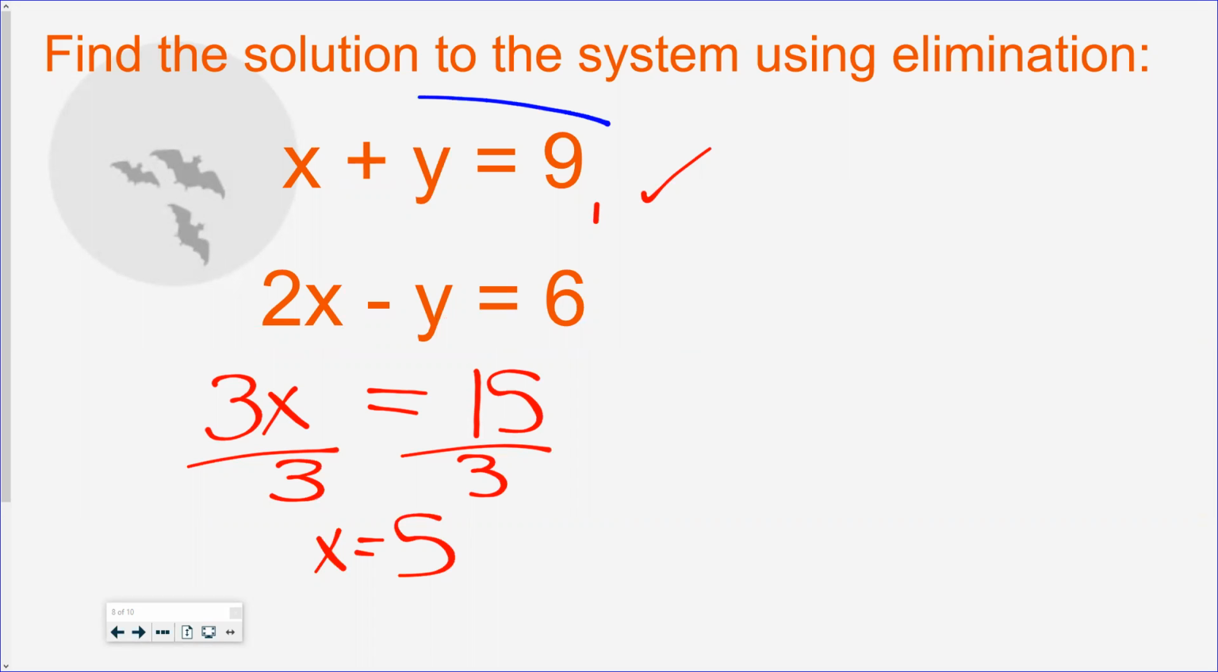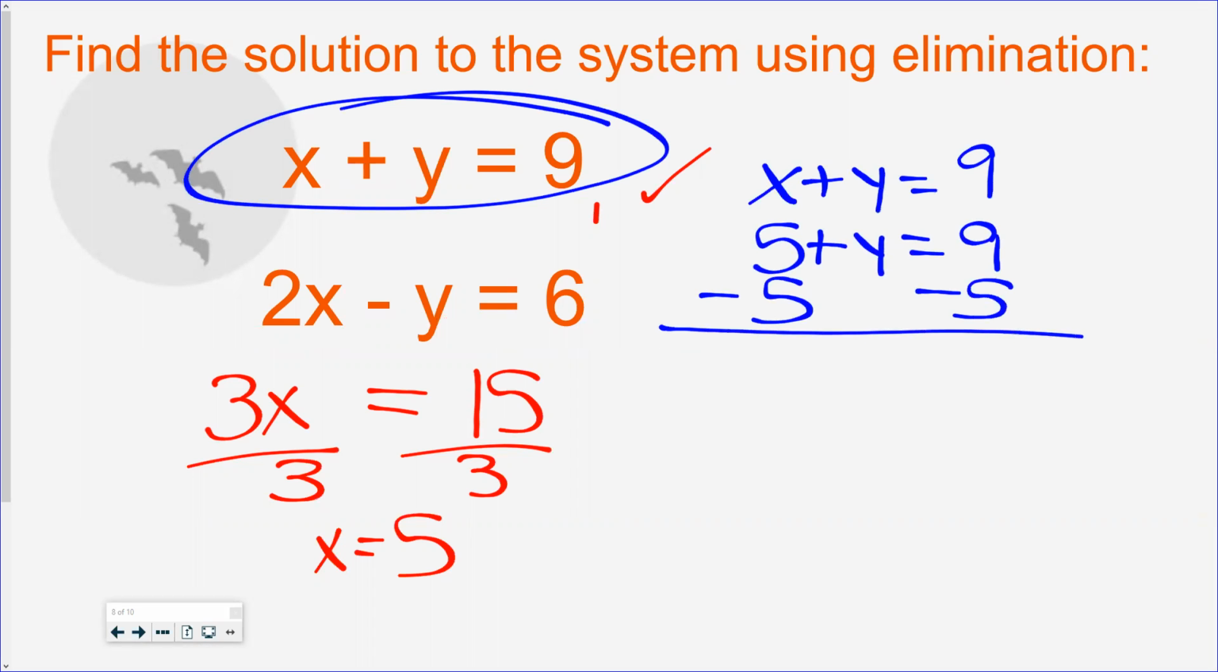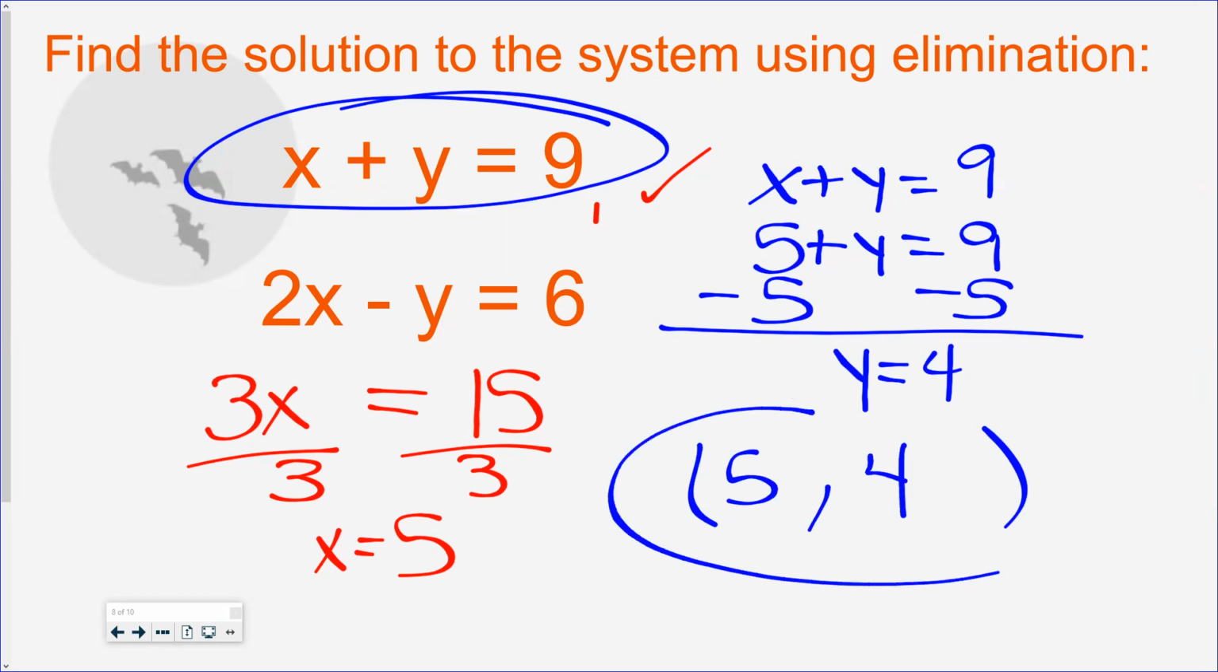So I'm going to pick this first equation. X plus y equals 9. I'm going to substitute x to be 5 plus y equals 9. I'm going to subtract 5 from both sides, and I'm going to get y equals 4. And then, just like all the other methods, I have to write my final answer as a solution, as a coordinate, which is (5, 4).